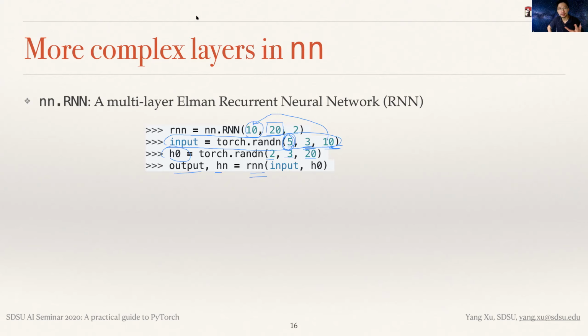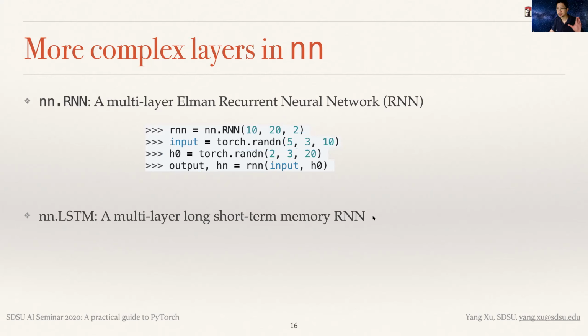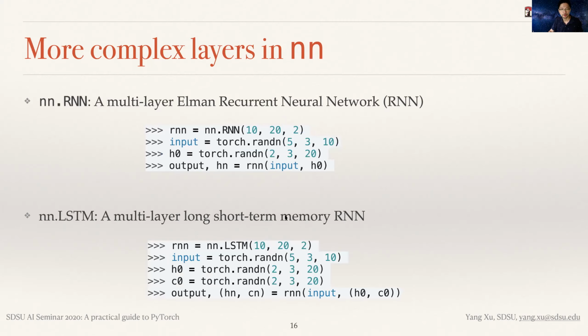But in PyTorch, it already provides a ready-to-use package, a module for you. Okay, and LSTM is just another advanced version of neural network module, which requires the definition of two types of hidden units, one for the gate and one for the hidden representation. So similar operations can be done, and similar outputs can be achieved. Okay, so these are the modules we can very easily use under this NN module.